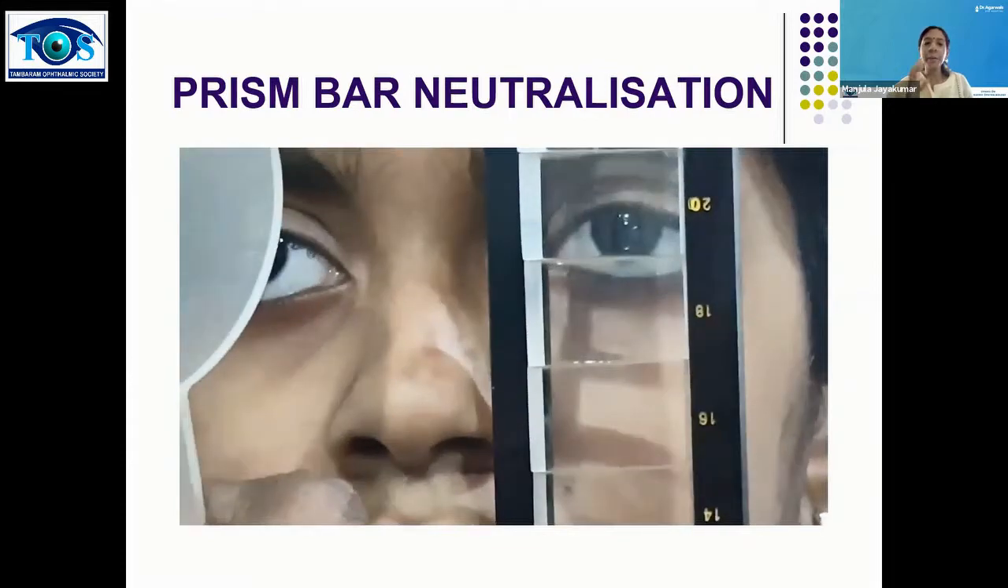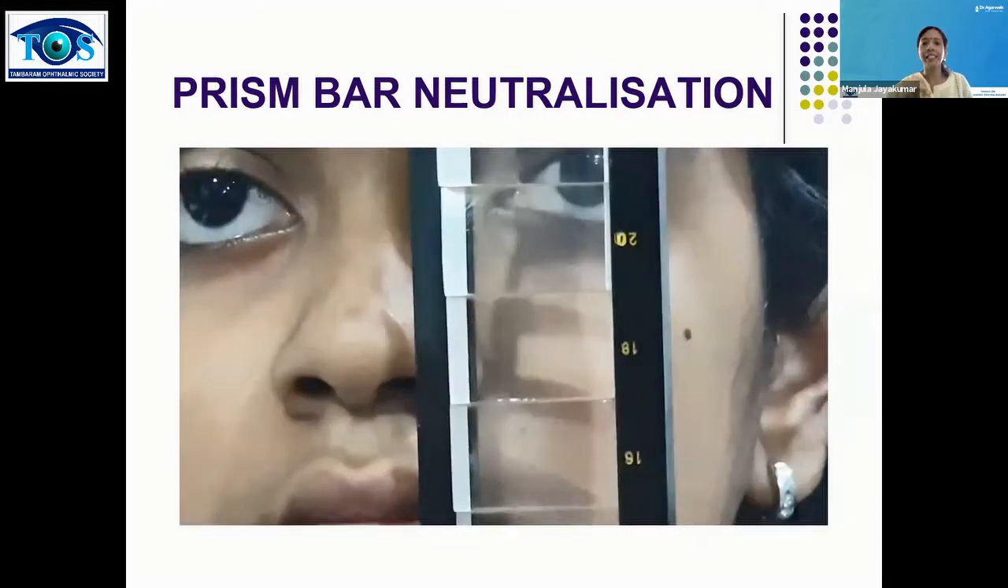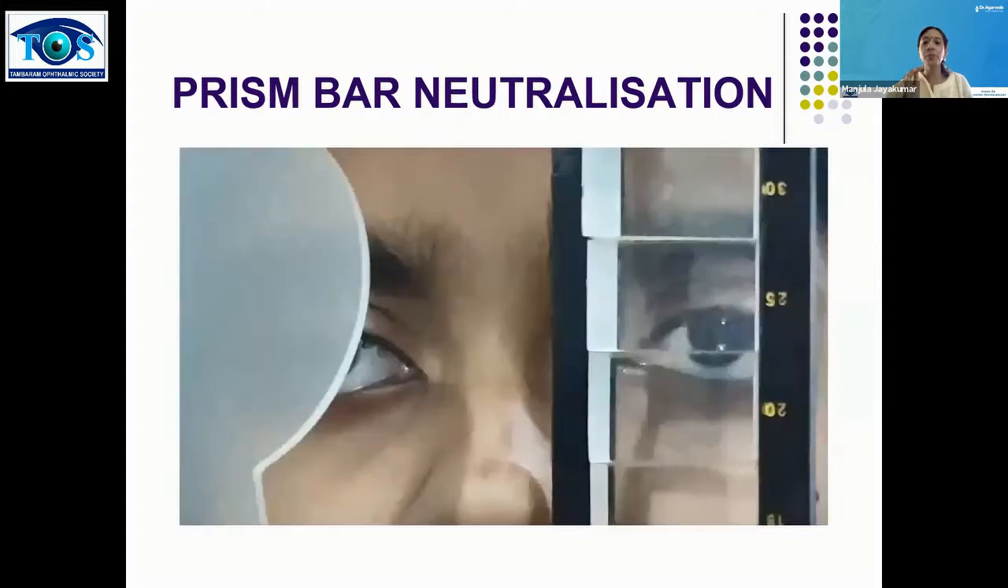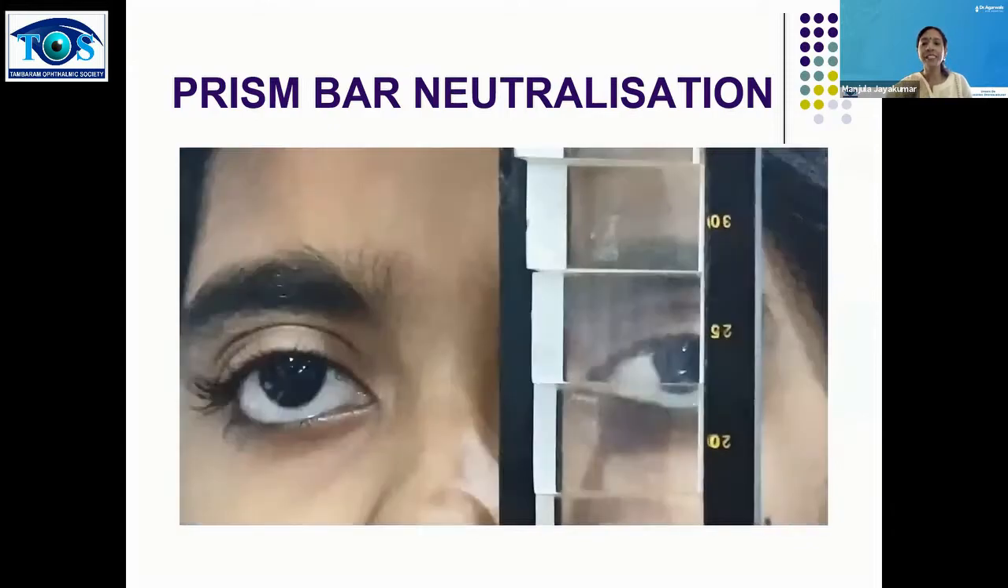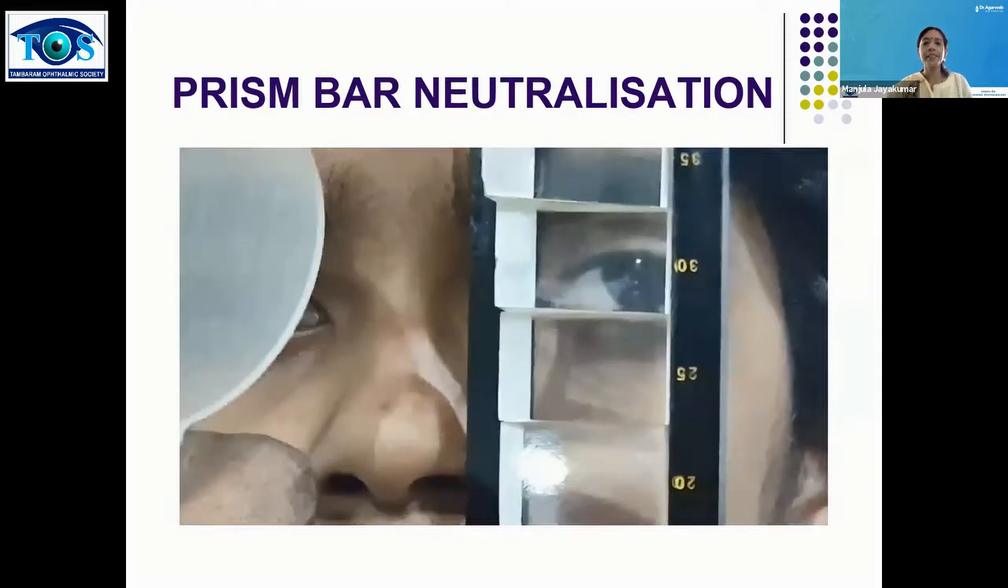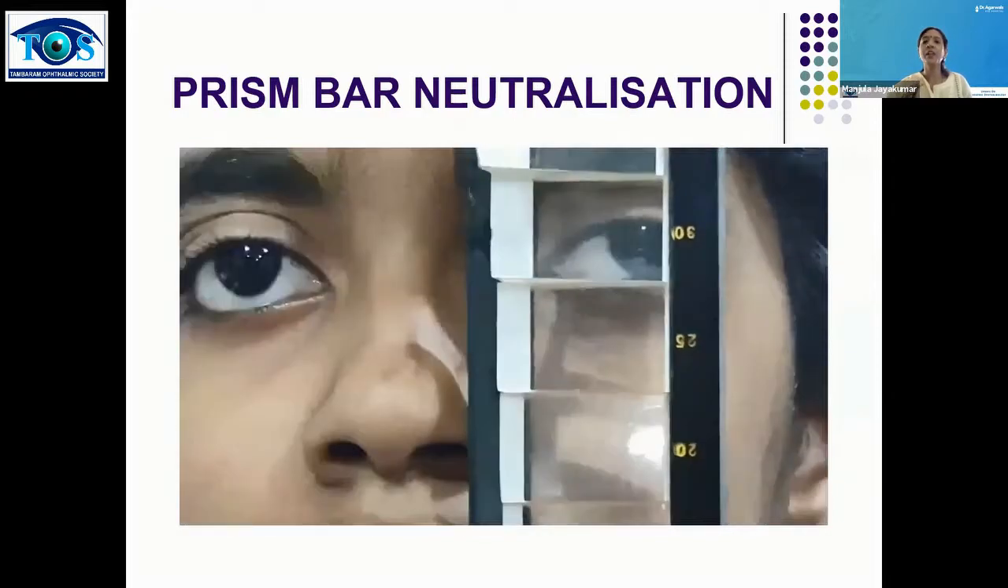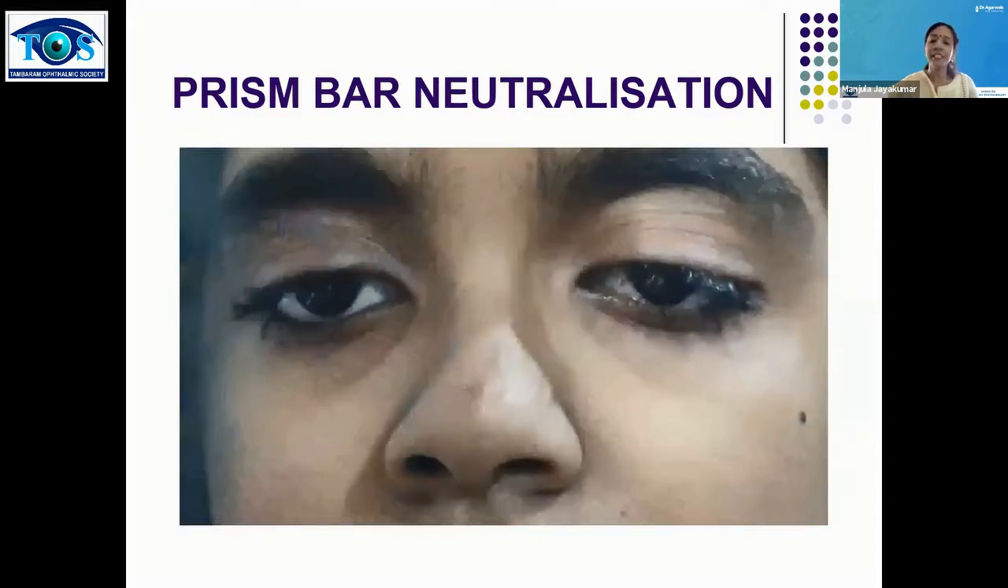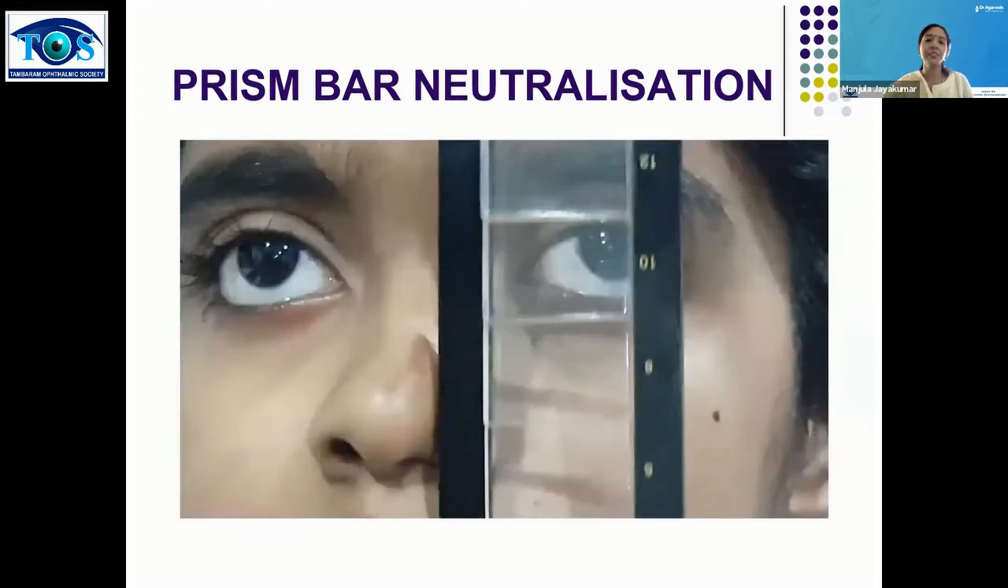As you keep coming closer to the neutralization, you will see that the refixation movement keeps reducing. 30. Let's see what happens at 30 prism base in. It's a very small refixation. So at 35 prism, this child was neutralized. So a prism bar neutralization is used to estimate both your phorias and your intermittent tropias.